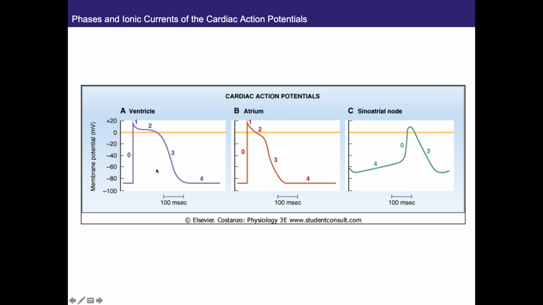Now, remember, action potentials are what is happening in one cell. So if I took an electrode and impaled one cell, right in the inner leaflet of that cell, I can measure the change in membrane potential, and that's going to be the action potential. So this is what's happening in a single cell within the ventricles. 0 is the rapid depolarization phase caused by the voltage-gated sodium channels.